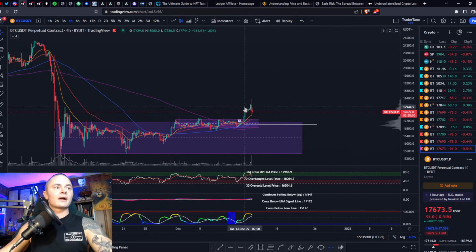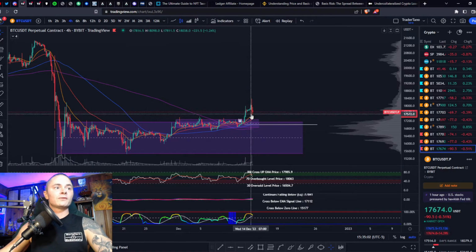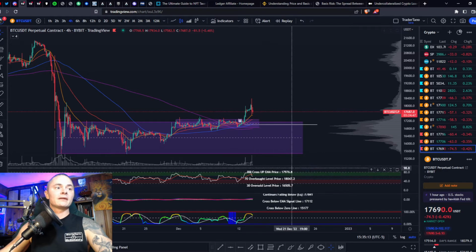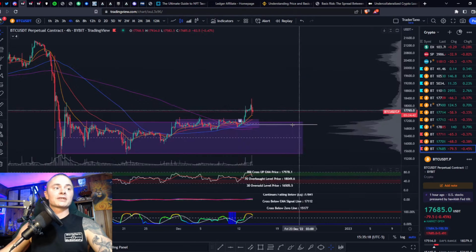Okay, so here on your 4 hour, you are making higher highs, higher lows. Your moving averages are expanded. You are being held up by the 21 right now. So we could wick lower, like I said, maybe to 17,450, 17,420. You are exiting the bullish control zone right now, below your signal line.